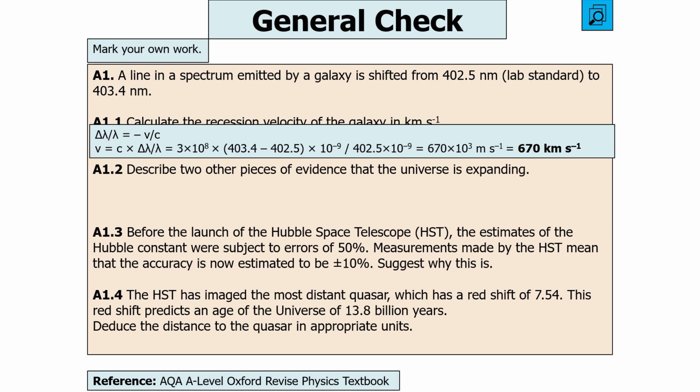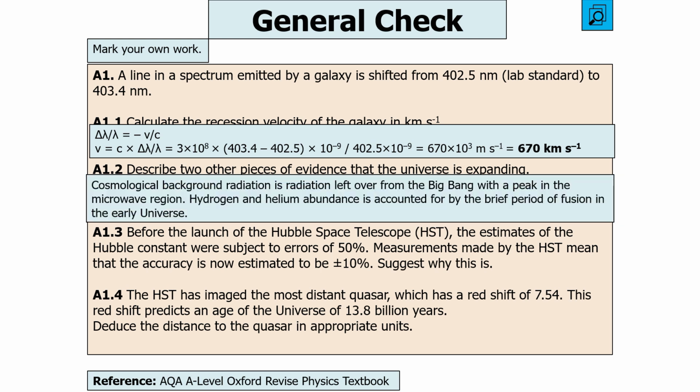Now the other bits of evidence for the universe expanding is the Big Bang theory evidence. So therefore it is the cosmic microwave background radiation, and then the hydrogen helium abundance, which is accounted for by the brief period of fusion in the early universe.